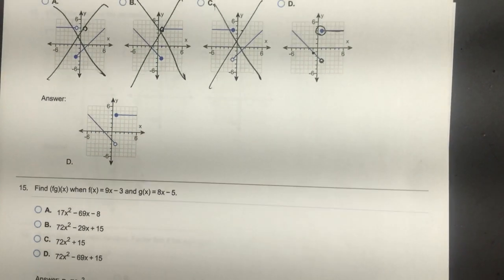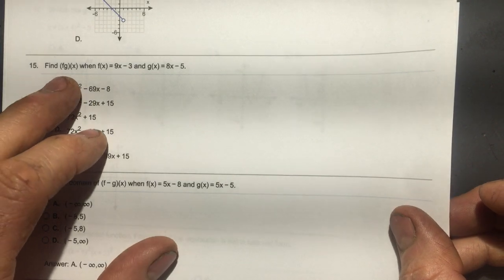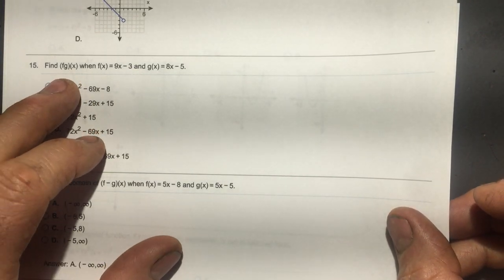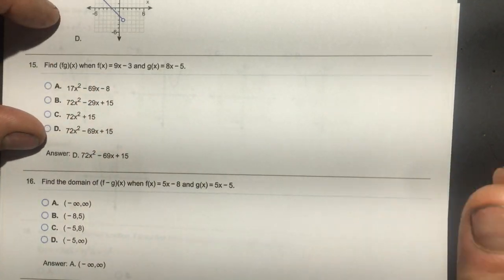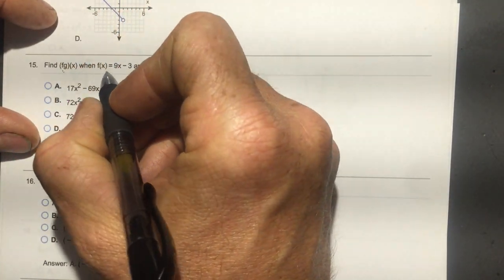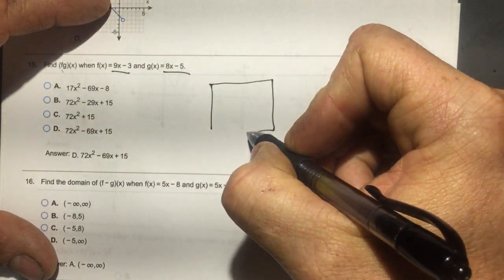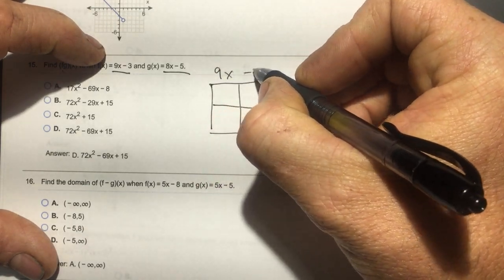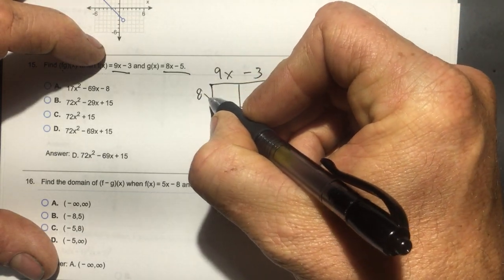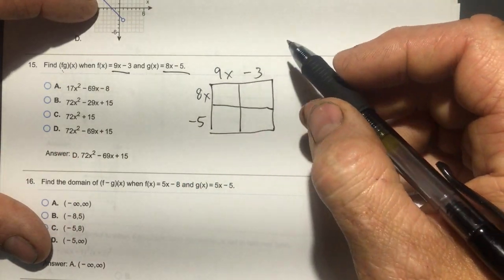All right, let's go to 15 here. Find fg of x when f of x is this and g of x is that. So we're going to multiply these together. So we'll multiply these two. I'm just going to build a box and do my multiplication with this box. On the top, I got 9x minus 3. On the side, I got 8x minus 5. So we'll multiply these up.